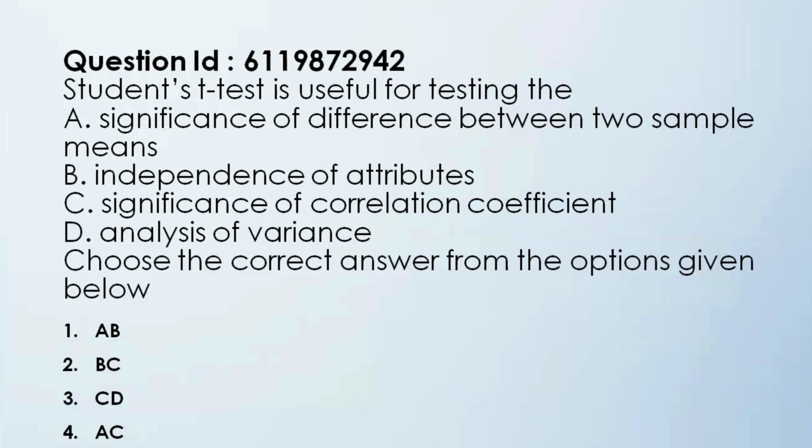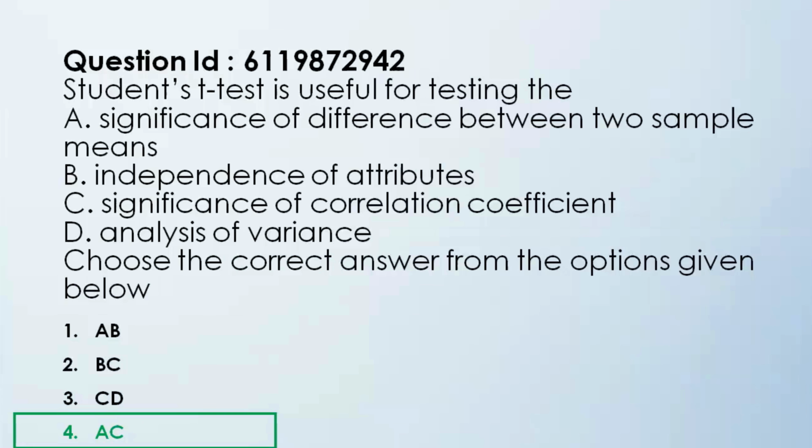So just see which 2 pairs you feel are the right answer for this question. Is it A and B? Is it B and C? Is it C and D, or A and C? I hope you have solved this question. So let's see what the correct answer is. Yes, the correct answer is the 4th option, which is AC. Right? Student's t-test is used to compare the difference between the 2 means. It will also tell you the significance of correlation coefficient, whether the dispersion or the spread of variables in these 2 groups is similar or different.